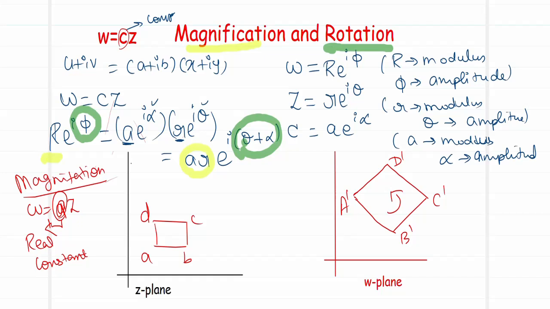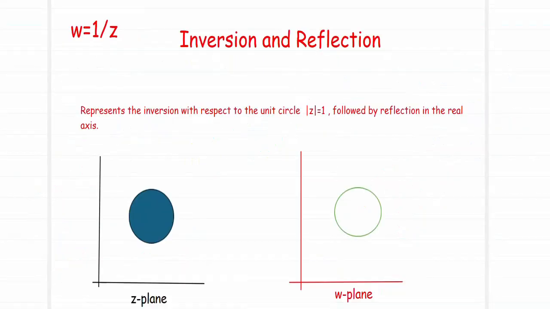Next, we will move on to the third transformation called inversion and reflection, which is given by W is equal to 1 by Z. This represents the inversion which is happening with respect to the unit circle mod Z is equal to 1, which is followed by the reflection in the real axis. So, what is happening to mod Z is equal to 1 under the transformation is what we reflect over here.